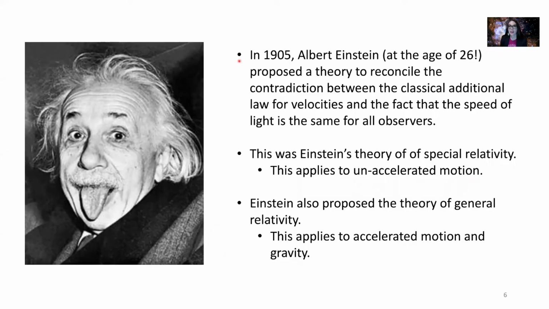In 1905, Albert Einstein, at the very young age of 26, proposed a theory to reconcile the contradiction between the classical addition law for velocities, which is what we were just talking about, and the fact that the speed of light is the same for all observers. This was Einstein's theory of special relativity. And the theory of special relativity applies to unaccelerated motion. That means motion at constant speeds.